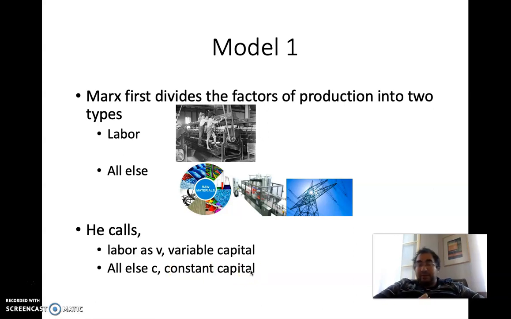V is variable capital because its value is varying, basically. Constant capital, once it's produced, is kind of fixed. Its value is fixed. At least, the production process is determining its value, while the value of variable capital is more or less determined by the bargaining process between the workers and the companies. We will see in detail, basically.